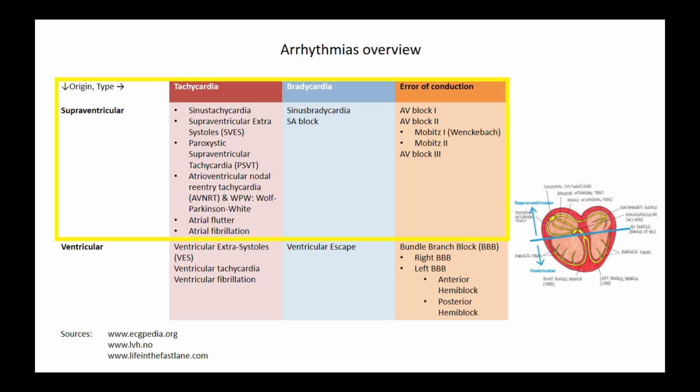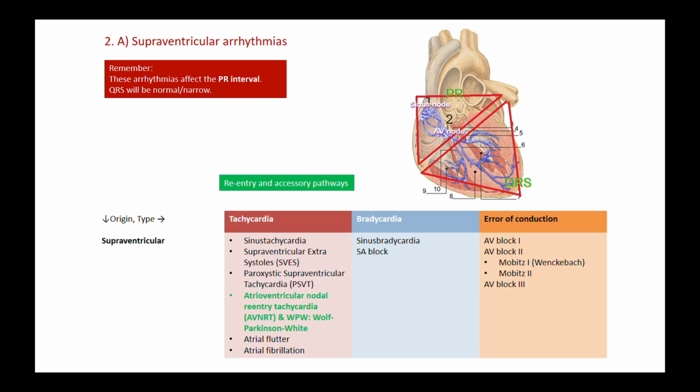Alright, so let's start out with the supraventricular ones. You see here, marked by the yellow square. Okay, so when we talk about supraventricular arrhythmias, these will in general affect the PR interval. You see here, it's reflected here in this triangle. And the QRSs will be normal, meaning narrow looking. They will not be directly influenced, at least their form or shape.